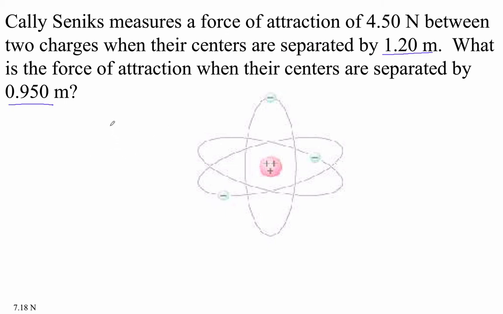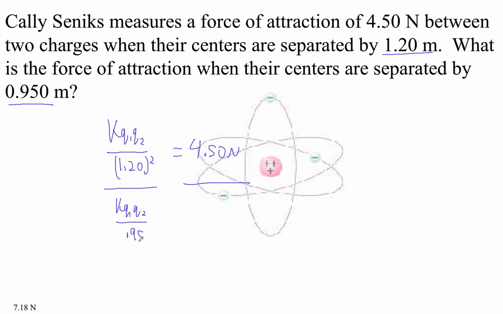Let's do it. The first situation we've got k, Q1, Q2, which we don't know, but they're the same, right? Divided by 1.20 squared, and that's equal to 4.5 newtons. What is the force when their centers are separated by 0.95? So we're going to go k, Q1, Q2 over 0.95 squared. That's going to equal X. I guess we'll call this F, right? F is a better thing to call it.